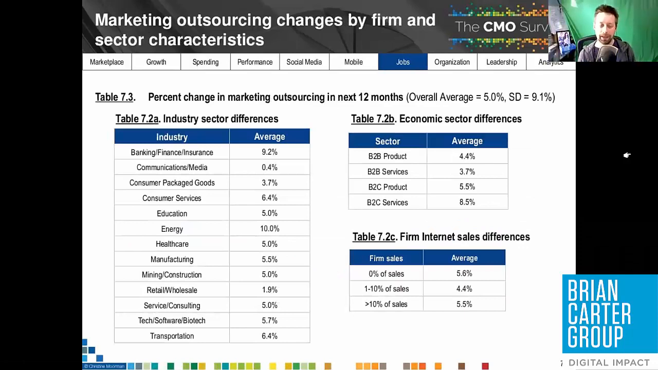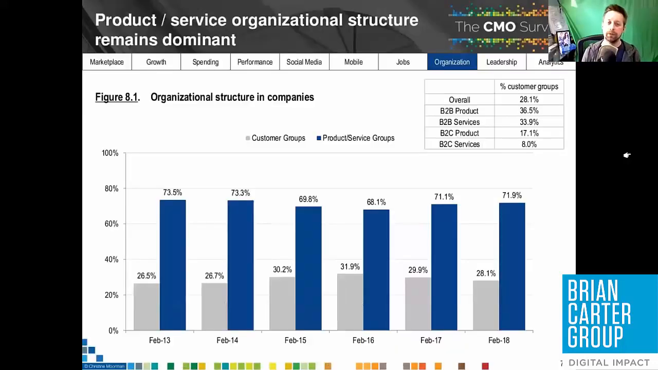Okay, so here's marketing outsourcing. So energy, banking, finance, insurance, transportation, consumer services. Again, we see B2C services outsourcing the most. Again, people have pretty firm internet sales, so they've been doing those internet sales. All right, marketing organization: product service organizational structure remains dominant, either customer groups or product service groups.